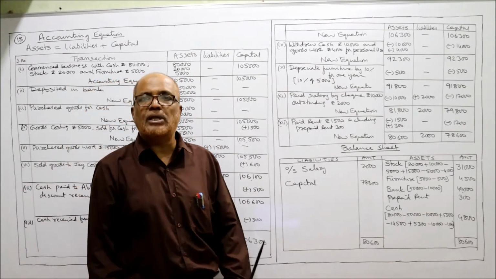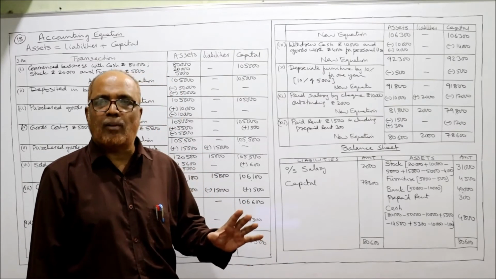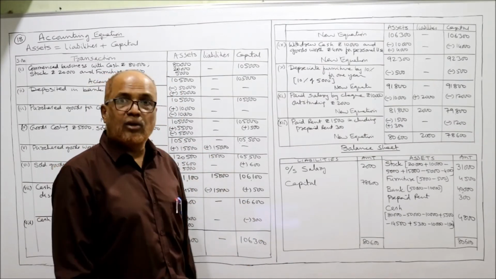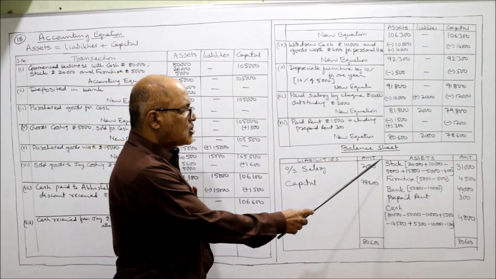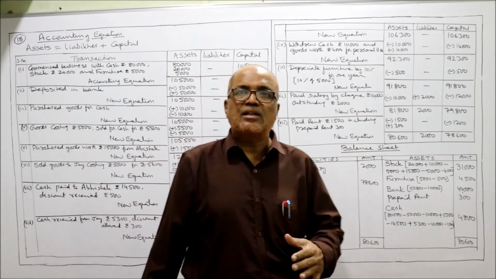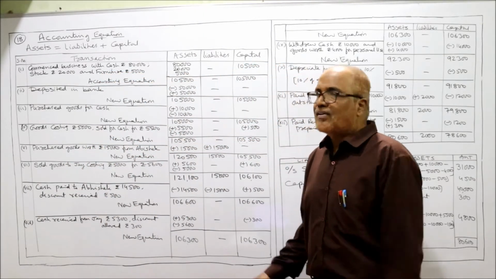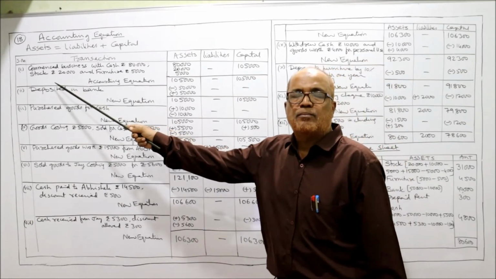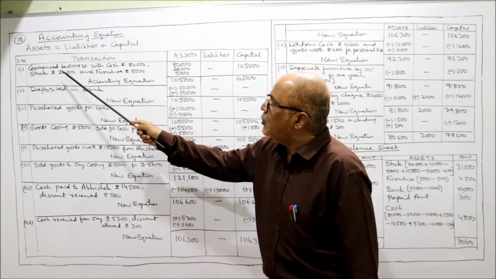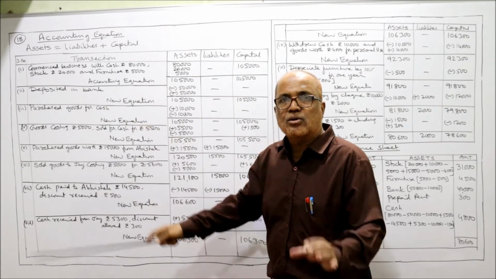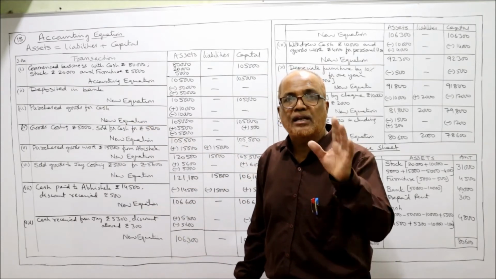Now I have to show the assets. That is a little bit complicated. See carefully. Now here your concentration is required. Stock. Now we have to see the movement of stock. First of all, what is the stock that has been brought by the owner? 20,000. 20,000 is the stock which is brought by the owner in the beginning.